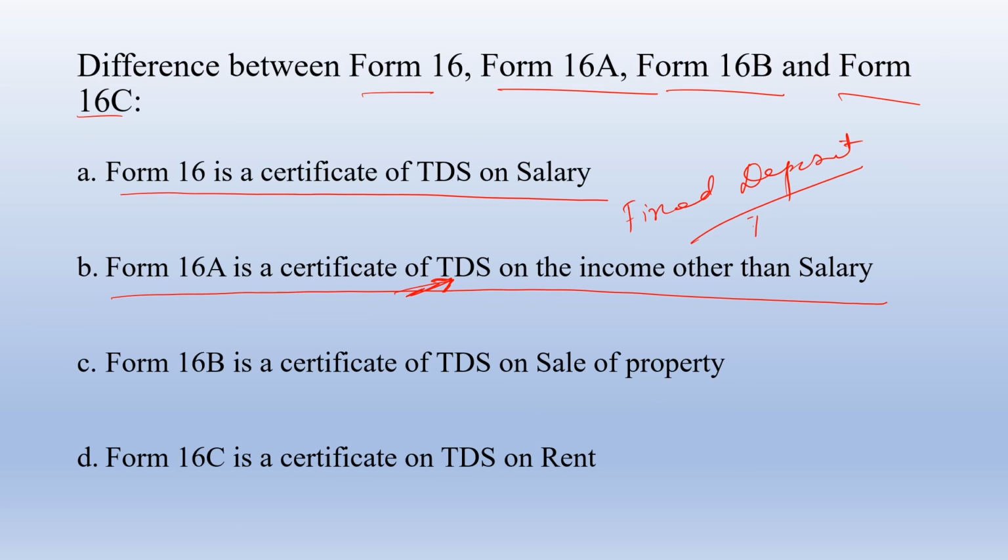And then Form 16B is a certificate of TDS on sale of property. If the person sells his property, whatever the TDS on that property will be shown on this Form 16B. And Form 16C is a certificate of TDS on rent. For a detailed explanation about Form 16A, Form 16B, and Form 16C, I will discuss in the next video.